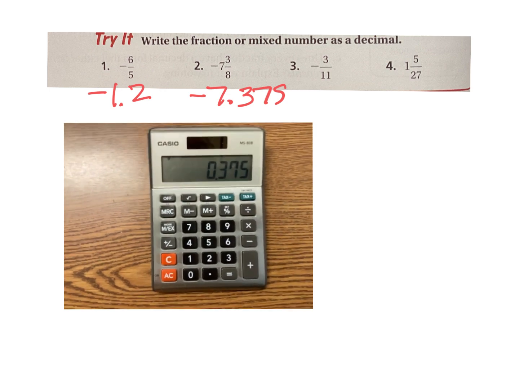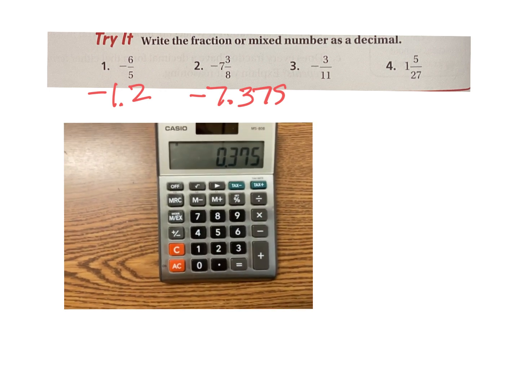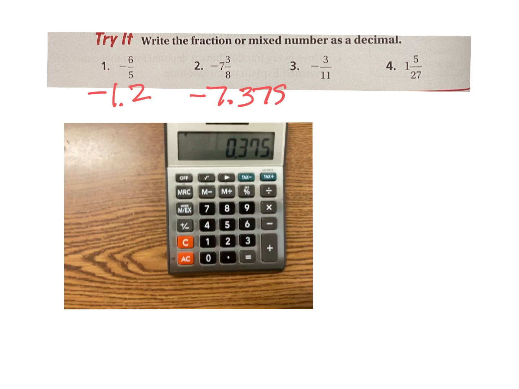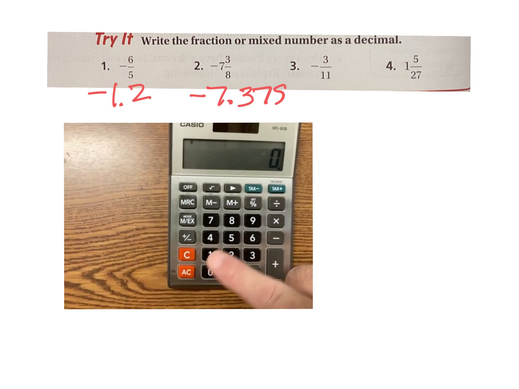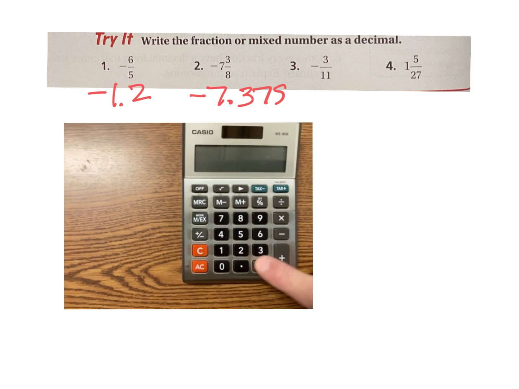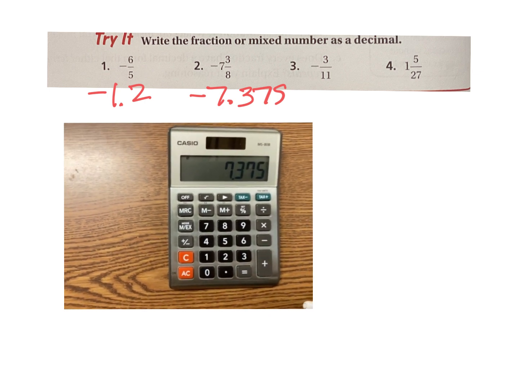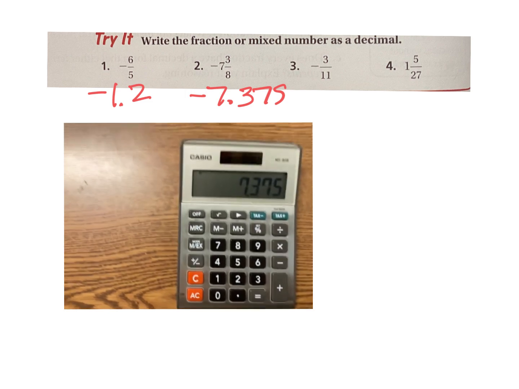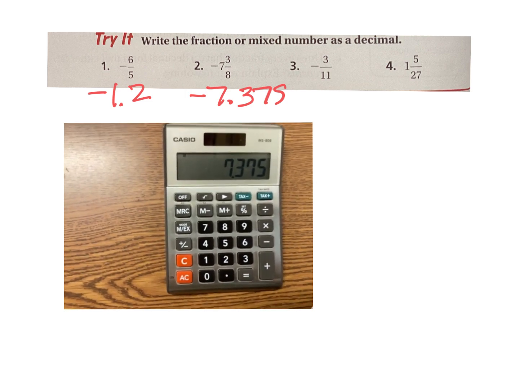So then I know that negative 7 and 3/8 is negative 7.375. Now, if I wanted to make that into an improper, it would be 59 over 8. So now I just clear up my calculator, do 59 divided by 8 equals 7.375. And it started out negative, so it has to stay negative. Okay?